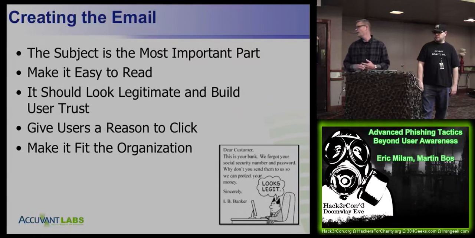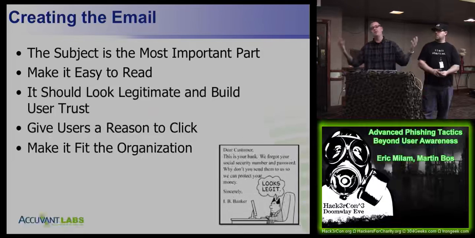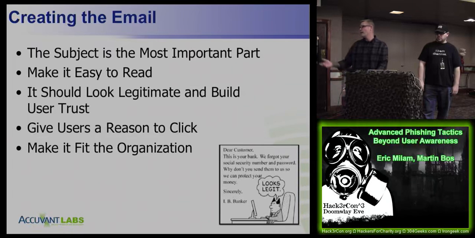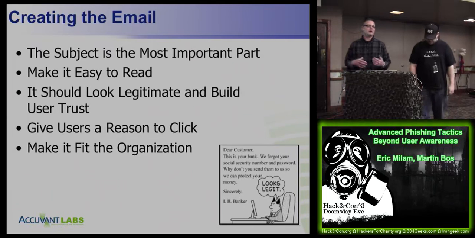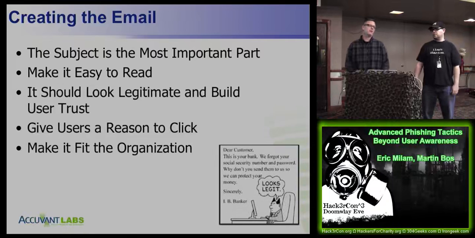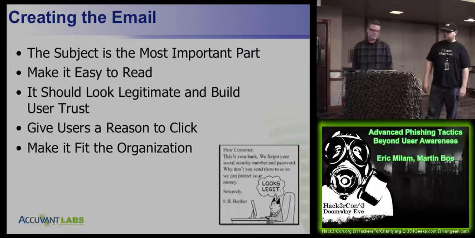Giving the users a reason to click, obviously we have to get them to execute some kind of action. The days of just opening an email and being infected with the Black Plague are over. People have to click on something, they have to accept something, they have to run something, they have to do something. So you have to give them a reason to click. And I already touched on that, but make it fit the organization, right? Like the example that I use is if we know the organization has 85% part-time employees, we would not send them a phishing email about open enrollment because why? Part-time employees don't have insurance, right? So it wouldn't make sense.